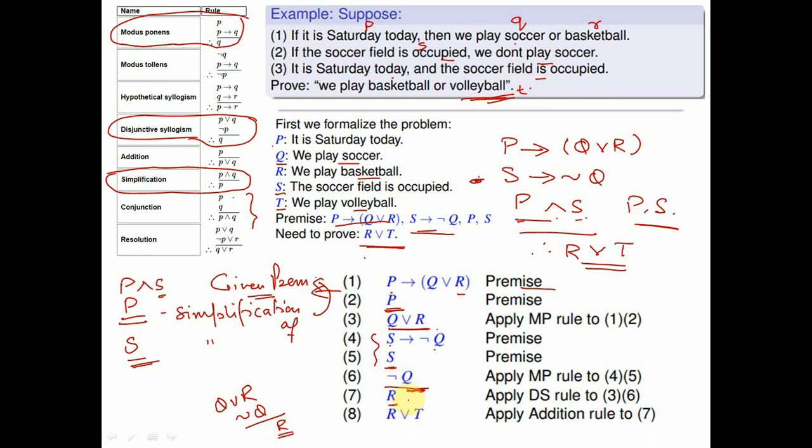And if R is true, the addition rule says anything ORed with R is also true. The addition rule says if P is true, then P or Q is true. So if R is true, then R or T is true. So this is the conclusion that we started off to verify. So we can say that once again, this is a valid argument.